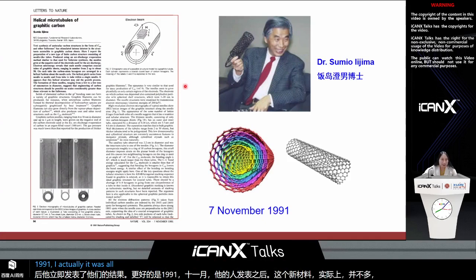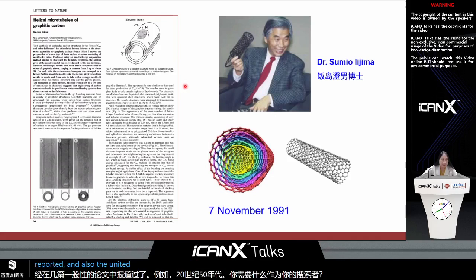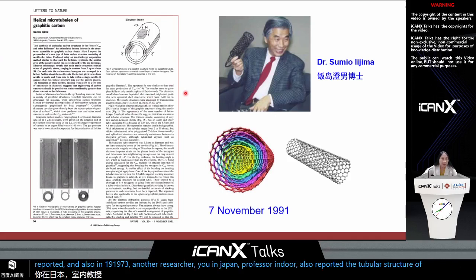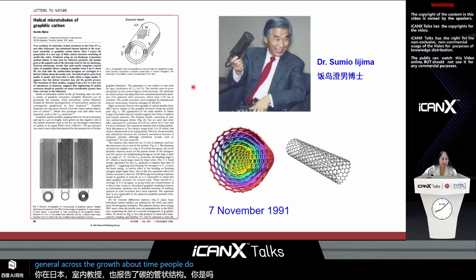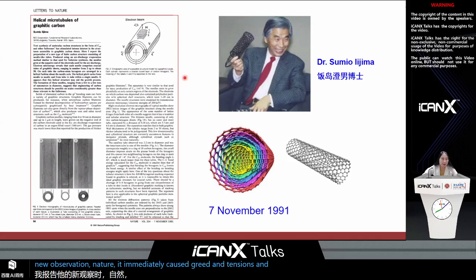For example, in the 1950s, Soviet Union researchers had reported it, and also in 1973, another researcher in Japan, Professor Endo, also reported the tubular structure of carbon in crystal growth. But at that time, people didn't pay attention to this material at all. But when Iijima reported his new observation in Nature, it immediately caused great attention around the whole world, and many people began to move to this new field.